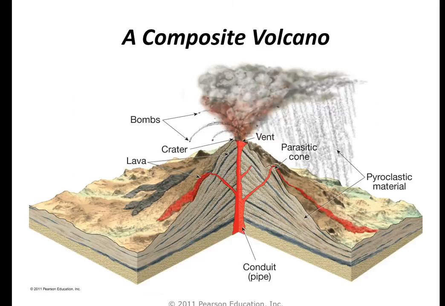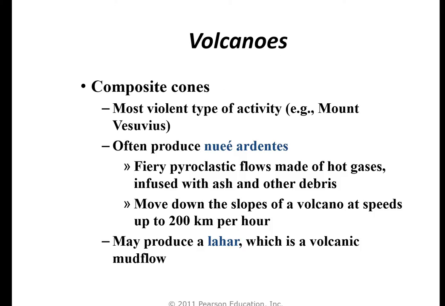Here we can see it's a little steeper than the other volcanoes. You have what we call a conduit, or a pipe, feeding that magma through the vent at the top, exploding out pretty violently. In composite cones, the most violent type of activity, we have a volcano named Mount Vesuvius that really devastated, pretty much destroyed, the whole town of Pompeii.